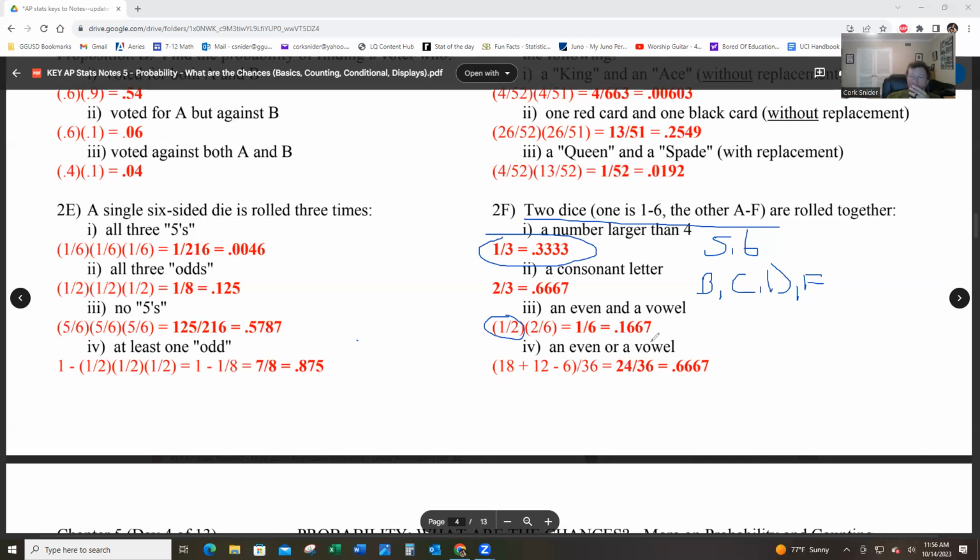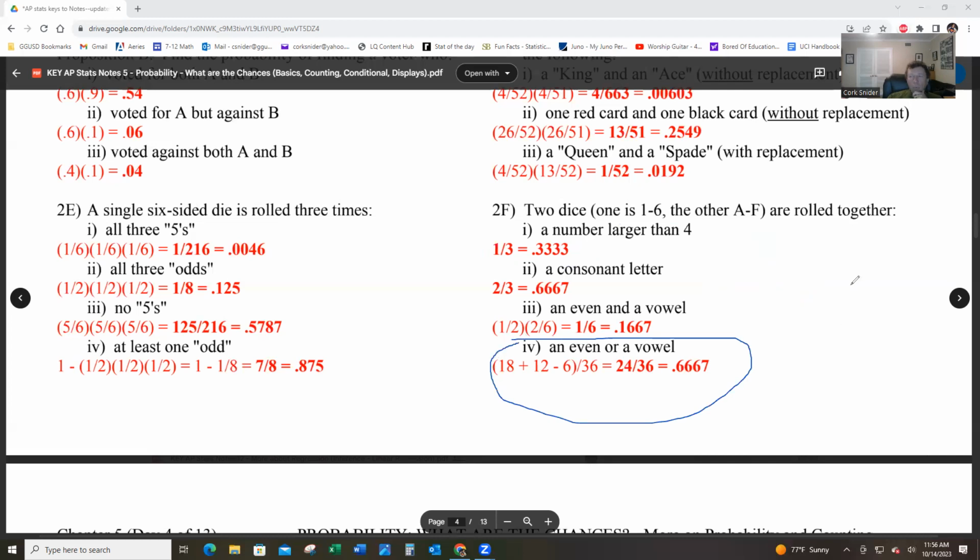Okay. Now this is cool. An even or a vowel. Ooh, this is a really, really cool problem to do. An even number or a vowel. Now there are 36 rolls. So again, if you referred back to day 2, it kind of makes sense. In an even number, there's 18 combinations that'll be an even number when you roll the 2 dice.